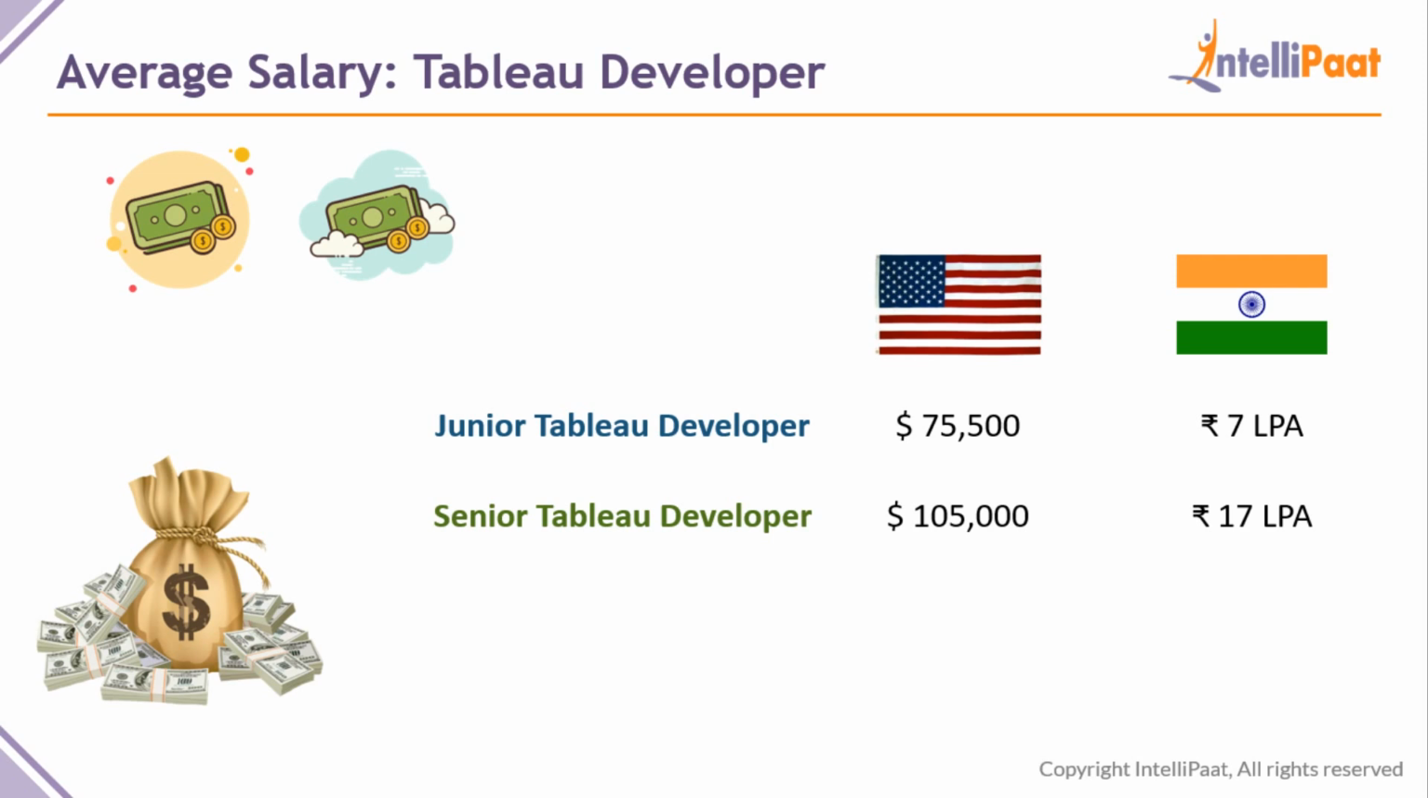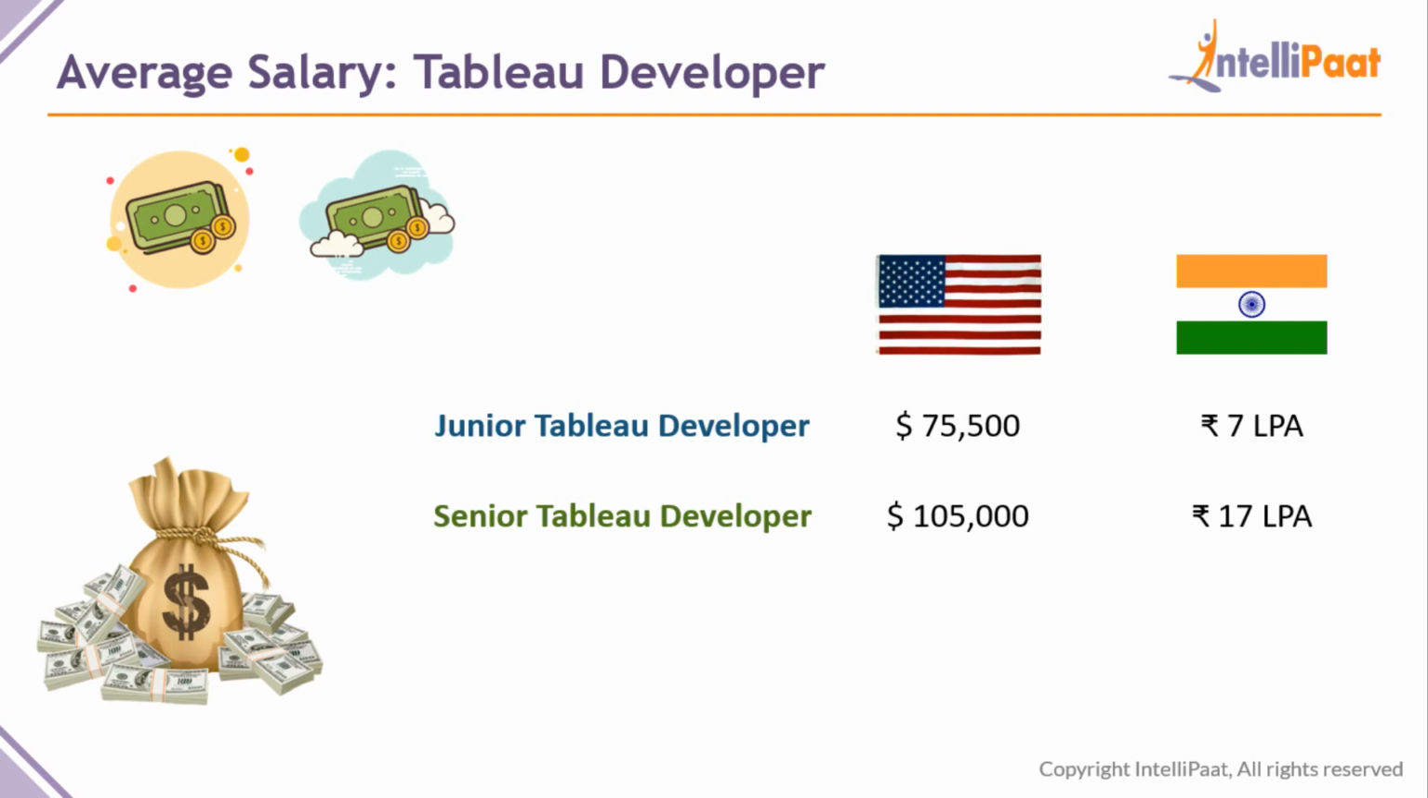When we talk about standards, America's standards are a little bit higher, so it all cancels out. In India, you have 7 LPA. As a fresher, can you imagine getting 7 LPA? You're getting 60,000 in hand every month. And as a senior Tableau developer, you will be paid immensely.